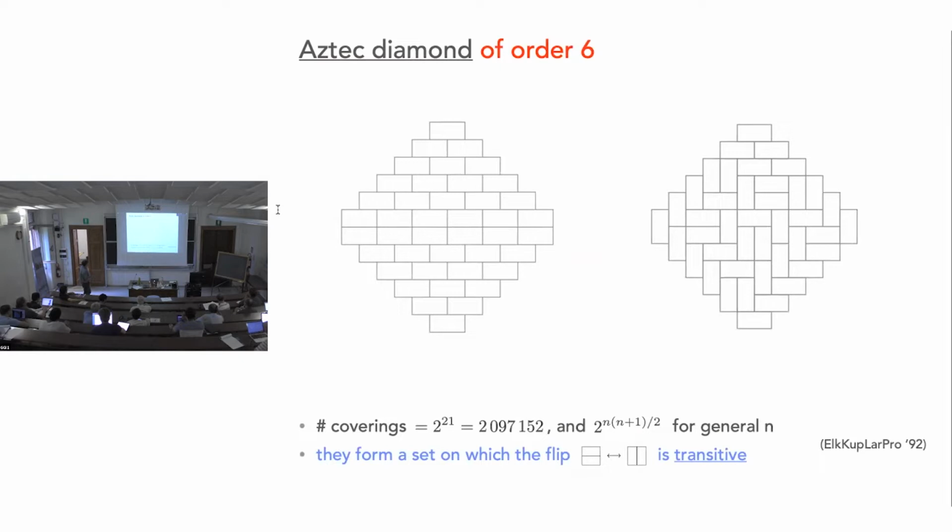In this case, there are a bit more than 2 million possible tilings of this domain, and in general, the number is well known. It's this for order n. It is this power of 2. An interesting property is that on the set of tilings, there's an operation which is the flip, which consists in flipping 2 parallel dominoes from horizontal to vertical or vice versa. And this flip is actually transitive on the whole set of tilings, so that any tiling can be obtained from any other by a sequence of flips. And that's a useful property, actually.